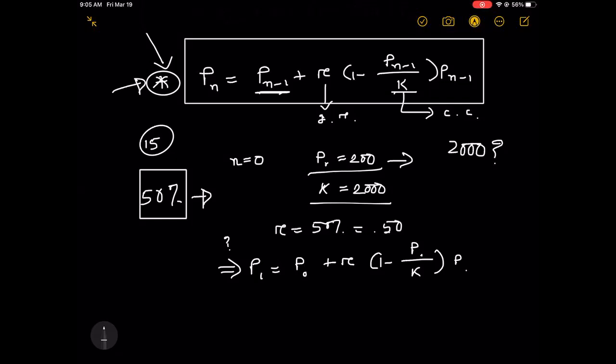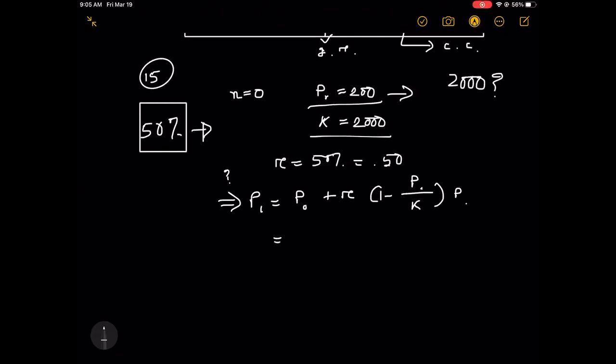Any questions from this? I mean, where did I get this from, or why can I use this? No questions at all? Very good. So now let's plug in the values. What's P naught here? P naught is 200. R is 0.5. 1 minus P naught is 200. Carrying capacity is 2000. And P naught is 200. I'm just plugging in the values in place of their respective places.